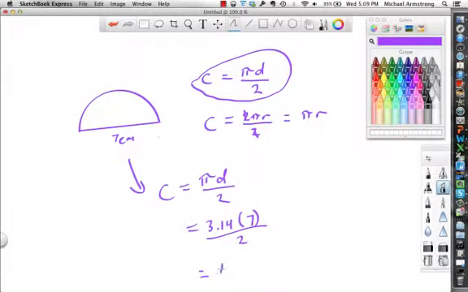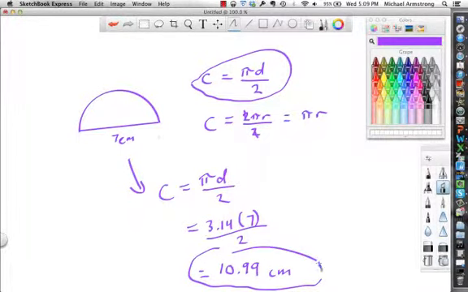And if you were to estimate, 3 times 7 is 21, divided by 2 is around 10 or 11, so 10.99 makes sense, and we've got centimeters as an answer. Okay, so half circle is the same as a circle. You just cut your answer in half. Divide by 2. I think you can make sense of that.